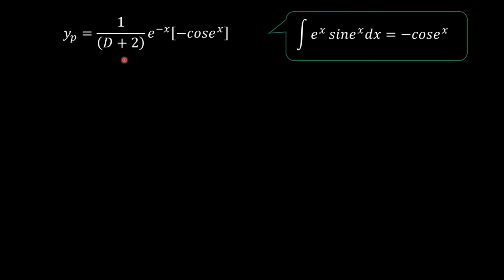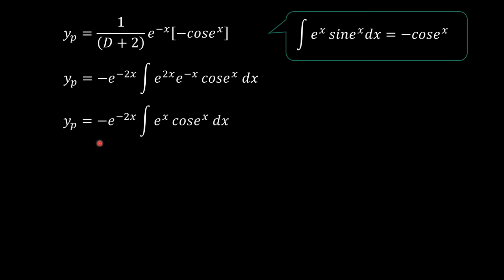Now we are going to operate the operator 1 upon D plus 2 on this function, again using the general method. So whatever formula we used in the previous step, please replace a by 2. That gives us yp equal to minus e raised to minus 2x integration e raised to 2x and this function as it is dx. Simplifying this term gives us yp equal to minus e raised to minus 2x integration e raised to x into cos of e raised to x dx.